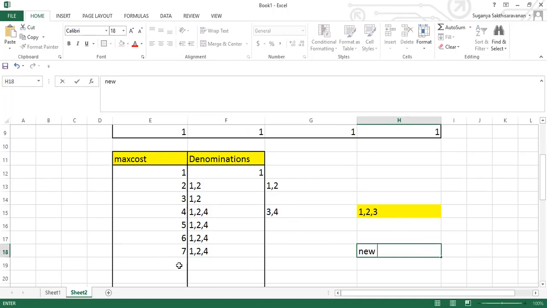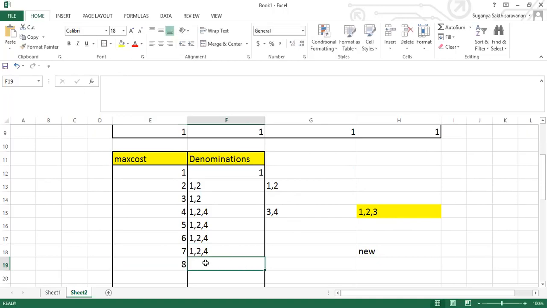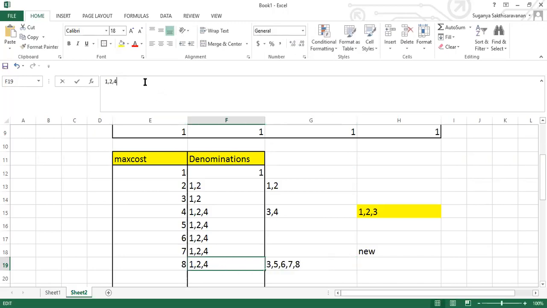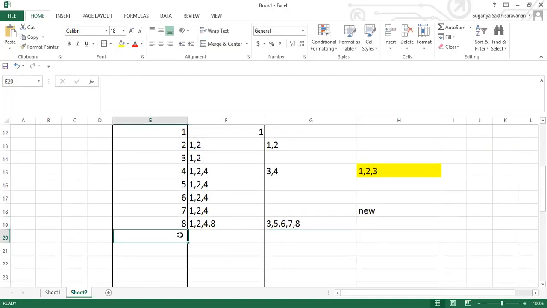And here when you go for the next coin, 8, what is the option? I can add the coin which is not added within the range: 3, 5, 6, 7, 8. I can add any coin here, right? But what I told you is to add the maximum value. So you just take the maximum denomination and add it. This is the logical sequence behind it. When you go with the next ones, 9, 10, 11, 12, you can just keep going.